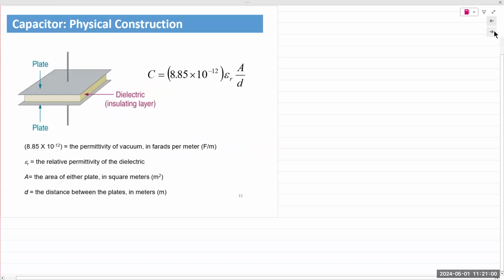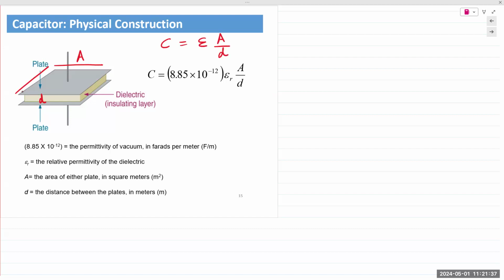Speaking of which, the physical construction of a capacitor is given by the expression epsilon A over D. Distance D is between the two plates. The farther apart, the smaller the capacitance. The closer the two plates are, the larger the value of the capacitance, inversely proportional. So D is right here. A is the cross-sectional area of the plates, and the equation is C equals epsilon A over D.